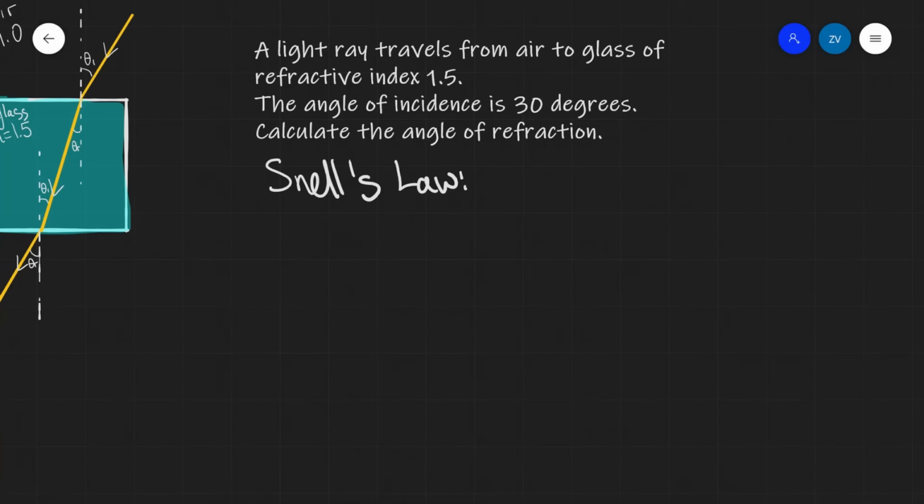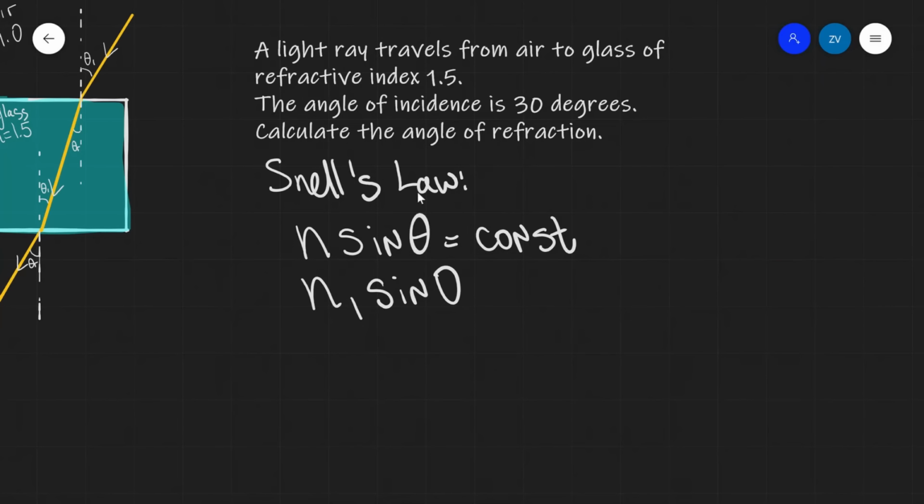Let's have a look at this example. We have a light ray which is traveling from air to glass of refractive index 1.5. The angle of incidence is 30 degrees. Calculate the angle of refraction. Snell's law is actually given in our formula booklet, and that is that n sine theta is equal to a constant. Remember, if a quantity is given to be a constant, this means that we can write this down as n1 sine theta 1 is equal to n2 sine theta 2.